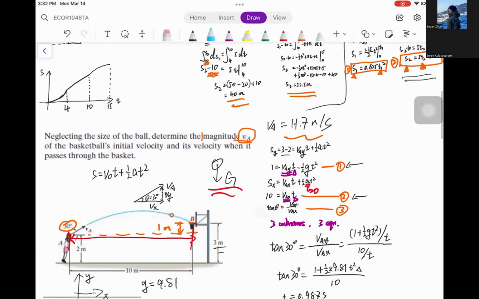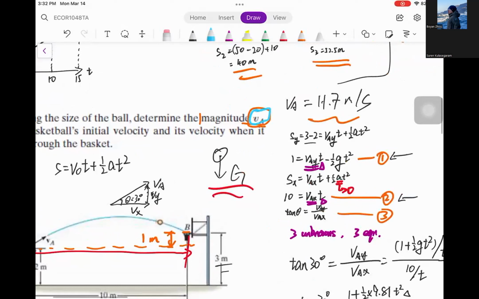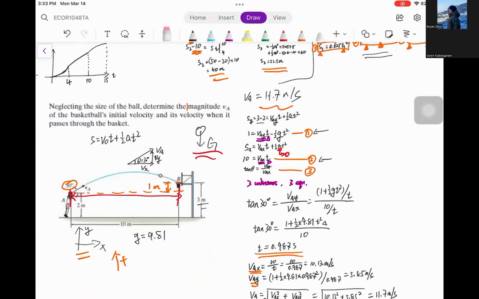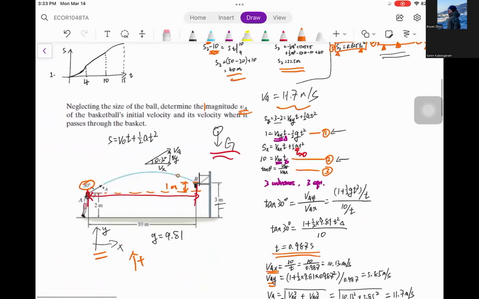That is because velocity is a vector, and when you are calculating or determining a vector, you need to state both the magnitude and also the direction. Okay, so we find VA, the magnitude of VA, that is 11.7.